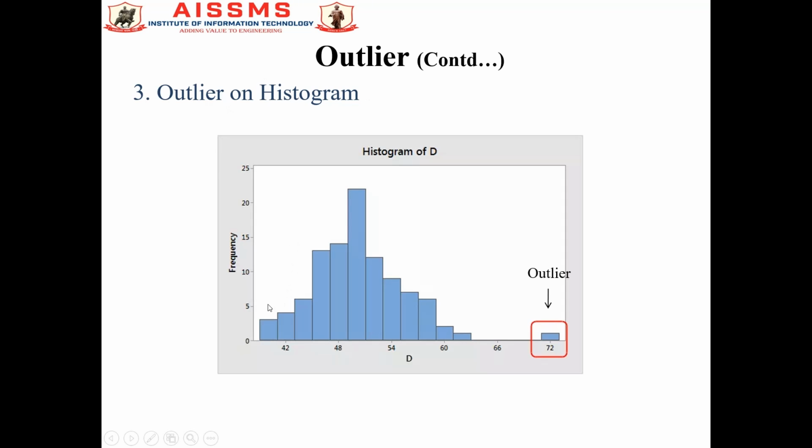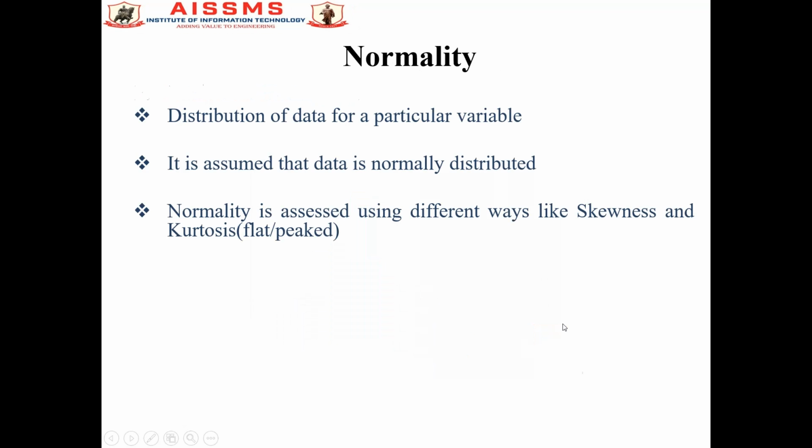Outliers can also be found by using the histogram. In this histogram we can find the outlier, which is falling far away from the general bars. If we observe an outlier like this, we can discard that value.